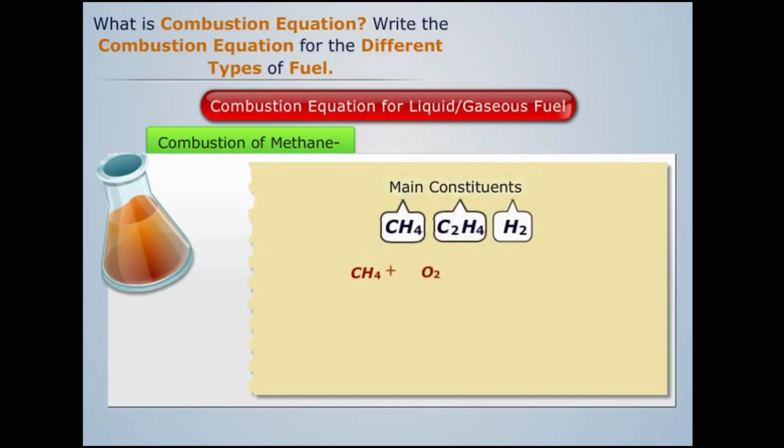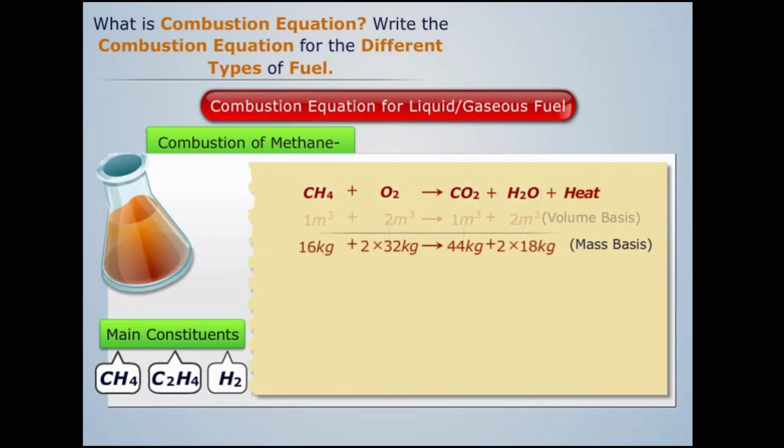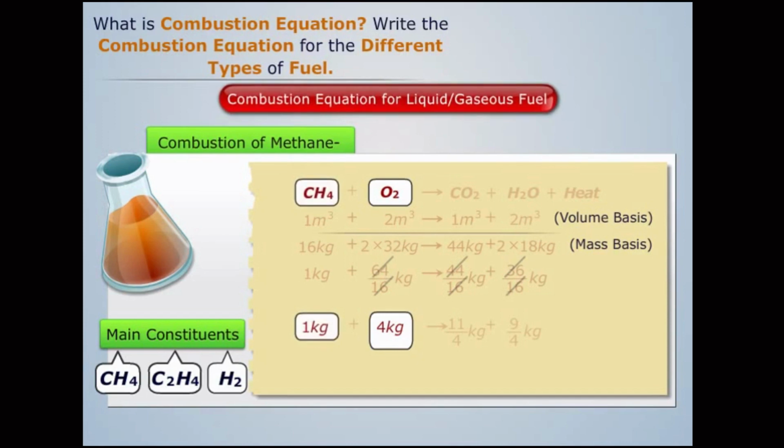Burning of methane in the presence of sufficient oxygen produces carbon dioxide and water and releases large amount of heat. Now, when we analyze this equation on the volume basis, we observe that 2 cubic meters of oxygen is required for the combustion of 1 cubic meter of methane. And on the mass basis, we observe that 4 kilograms of oxygen is required for the combustion of 1 kilogram of methane.